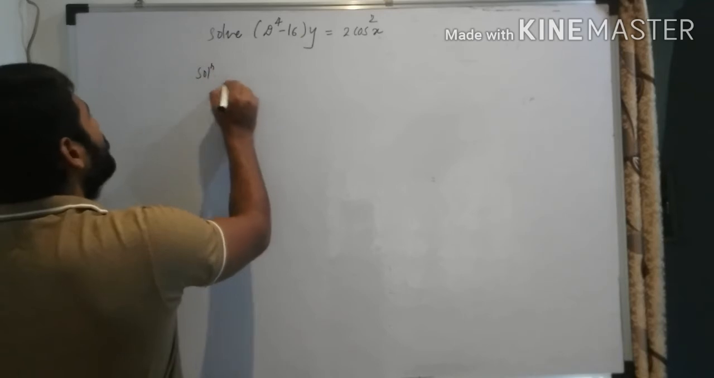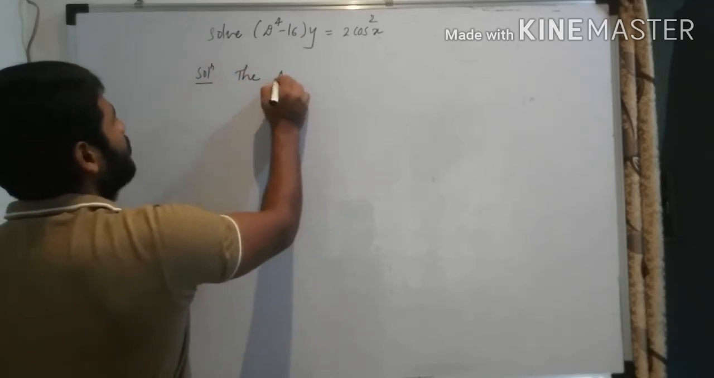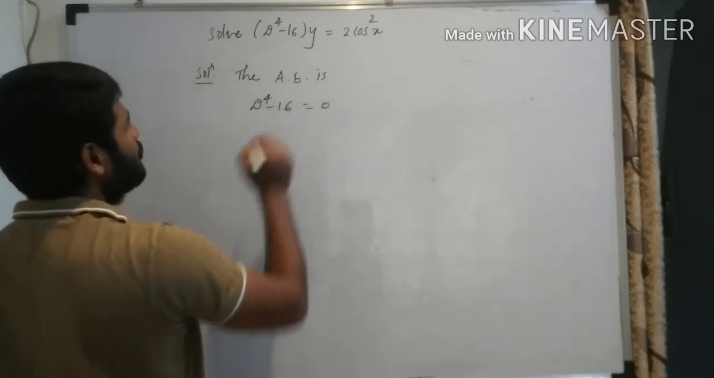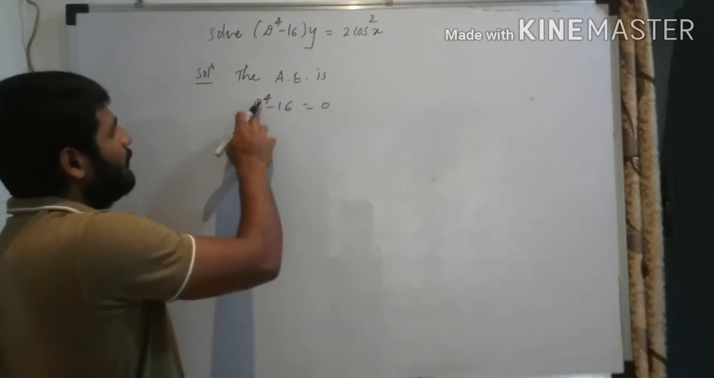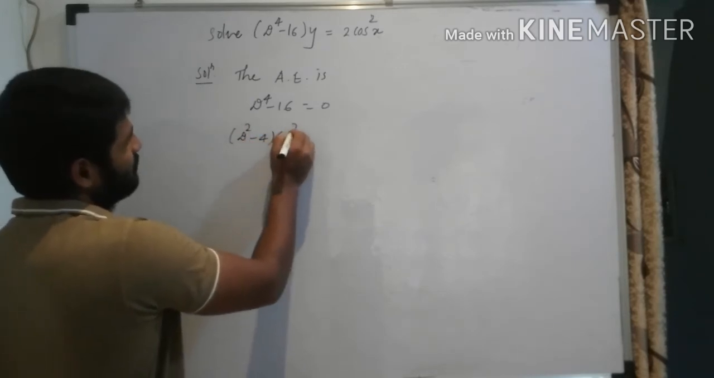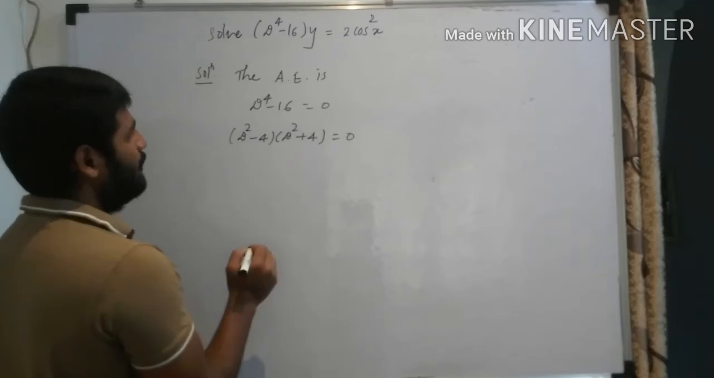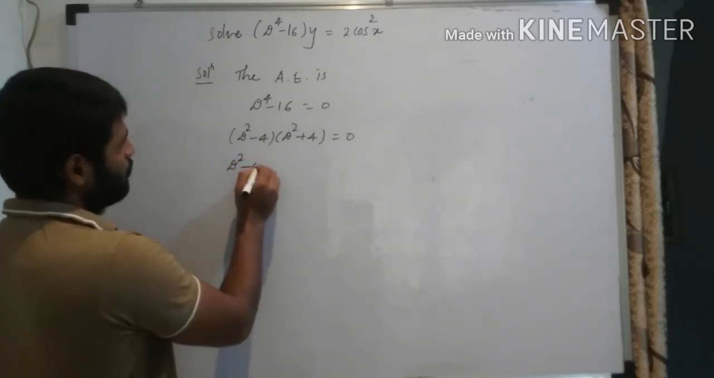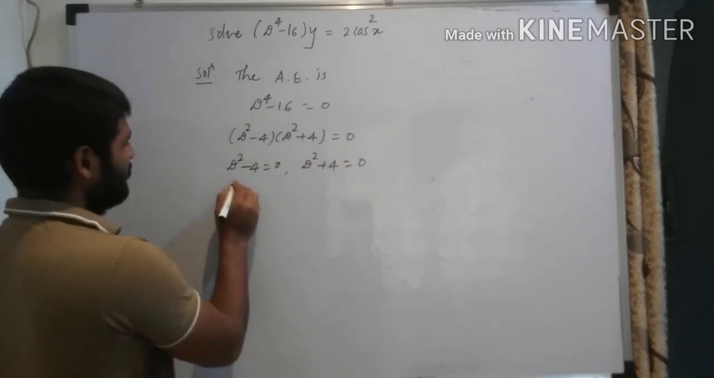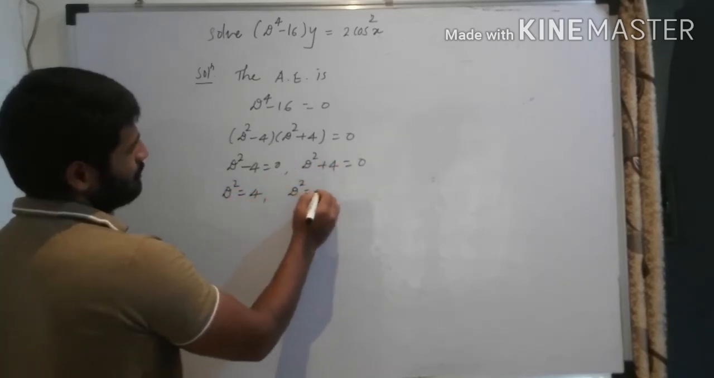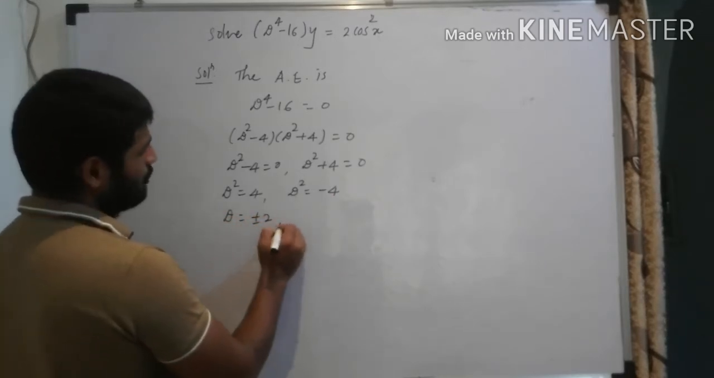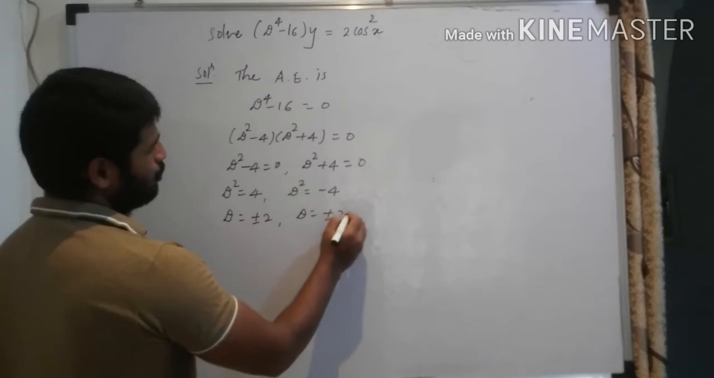So in solution, the auxiliary equation is d raised to 4 minus 16 is equal to 0. This is in the form of a square minus b square, so this can be written as d square minus 4 into d square plus 4 equal to 0. Therefore d square minus 4 equal to 0 and d square plus 4 equal to 0. That means d square is equal to 4 and d square is equal to minus 4. Now taking square root on both sides, we can write d is equal to plus minus 2 and d is equal to plus minus 2i.